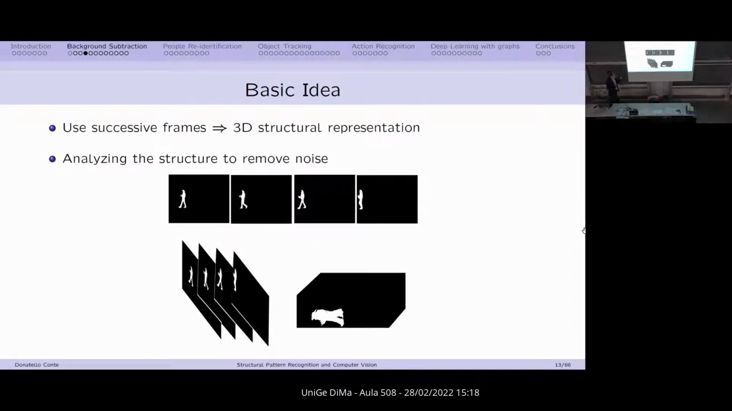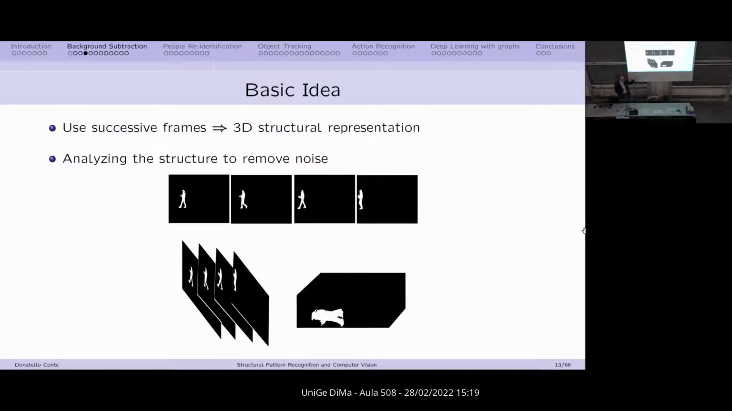And so what was the idea? The idea is to have a 3D structural representation of the data. So the idea is to use masks in a 3D manner, so to have the time dimension as the third dimension of the image. Now it is quite classical, but when we had this idea, it was quite new.